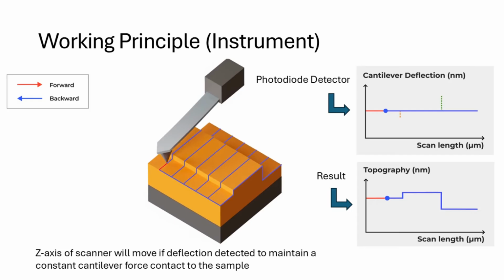This diagram shows how the AFM detects the topography. And here's an important point: the z-axis of the scanner will move, if detected, to maintain a constant cantilever force contact to the sample. First, we don't want to destroy the sample, so we reduce the force exerted on the sample when scanning by moving the z-axis of the scanner downward if the topography is upward. So when the laser is detected going down, here it means it detected a higher topography, and then the z-axis will move down. So the photodiode detection is like a pulse. So the result is the combination of the photodiode detector and the z-axis movement.